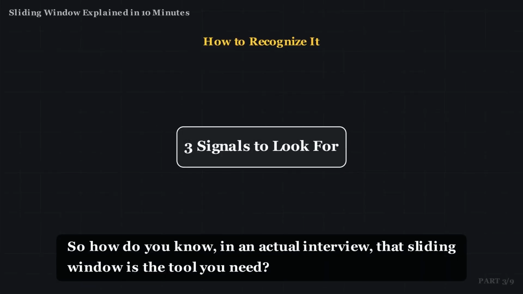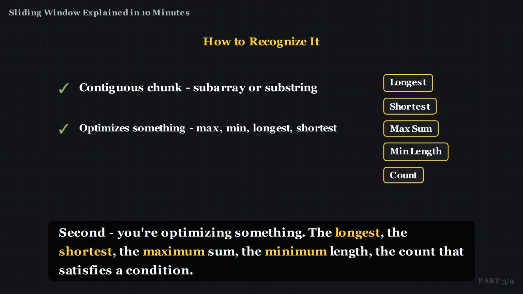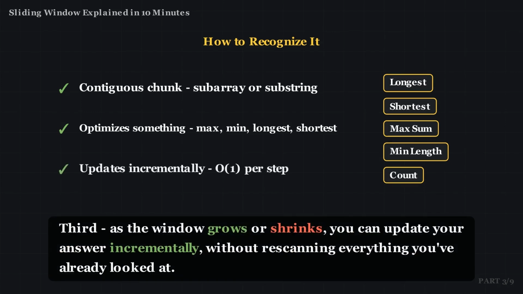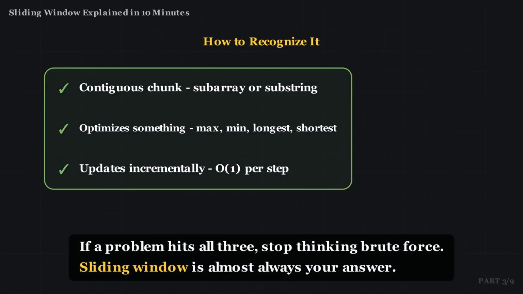So how do you know, in an actual interview, that sliding window is the tool you need? Look for 3 signals. First, the question is about a contiguous chunk. A subarray, or a substring, not any random subset. Second, you're optimizing something. The longest, the shortest, the maximum sum, the minimum length, the count that satisfies a condition. Third, as the window grows or shrinks, you can update your answer incrementally, without rescanning everything you've already looked at. If a problem hits all 3, stop thinking brute force. Sliding window is almost always your answer.